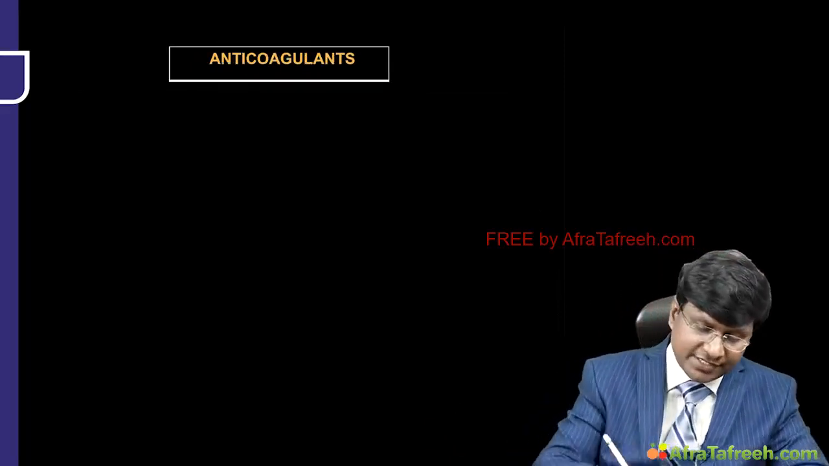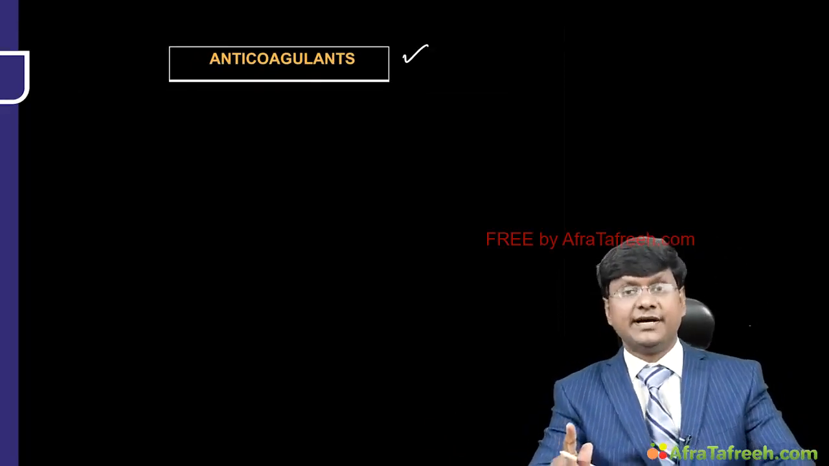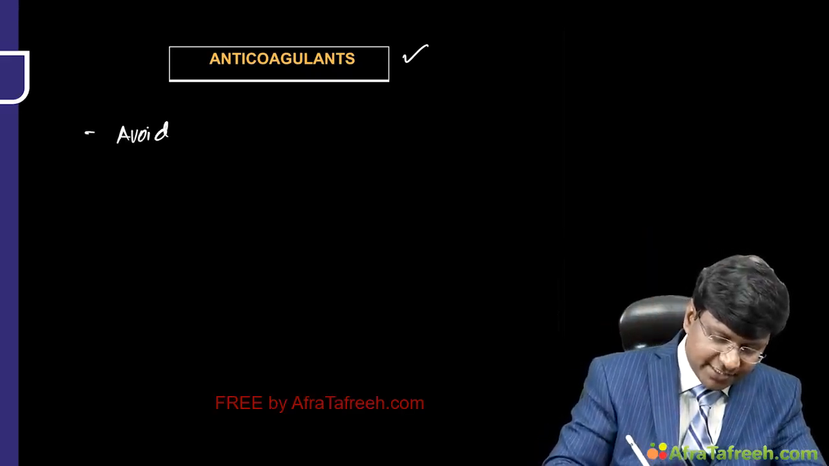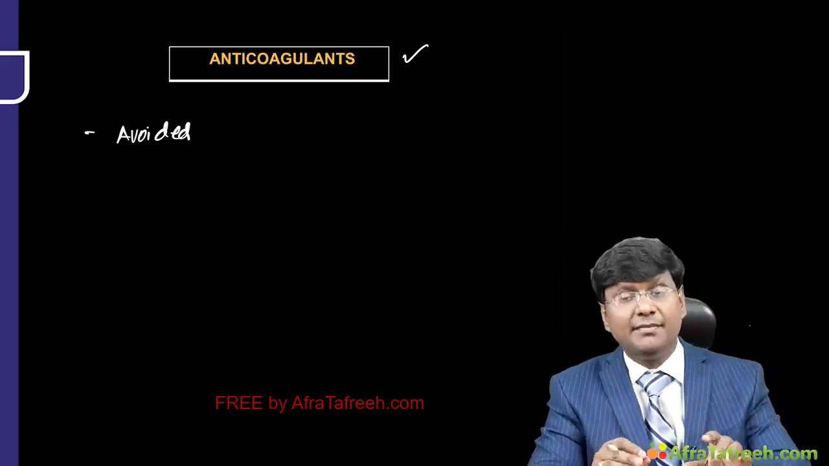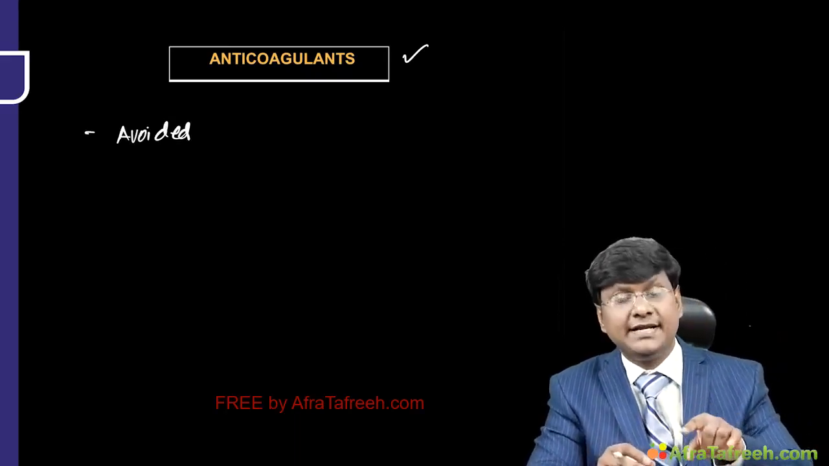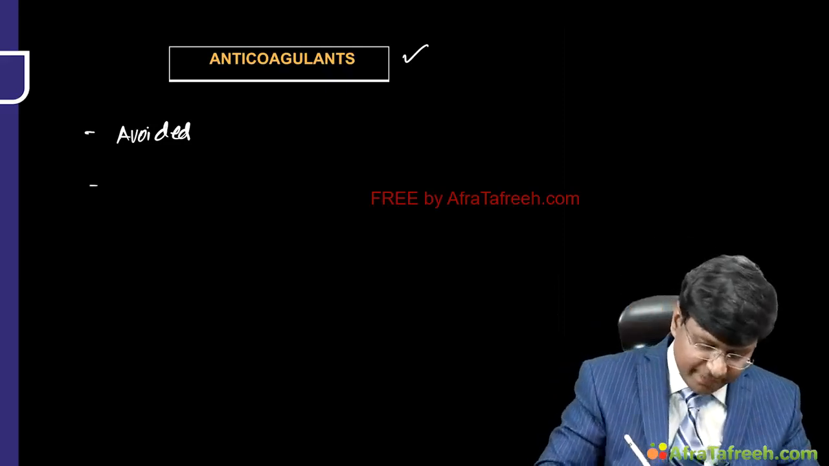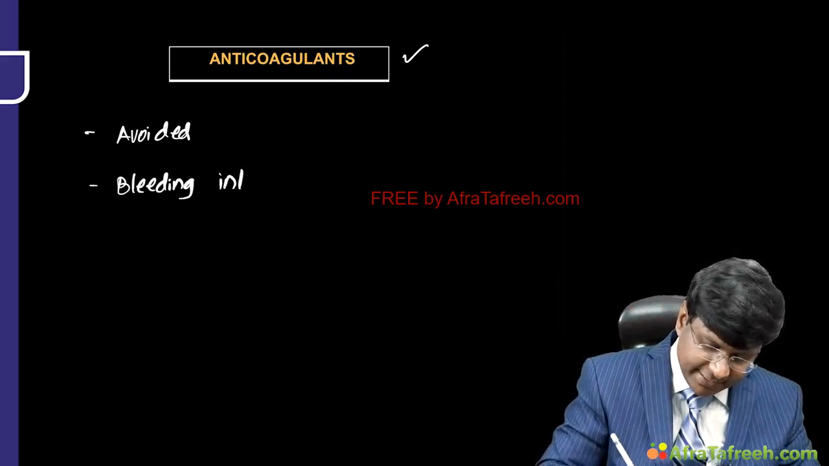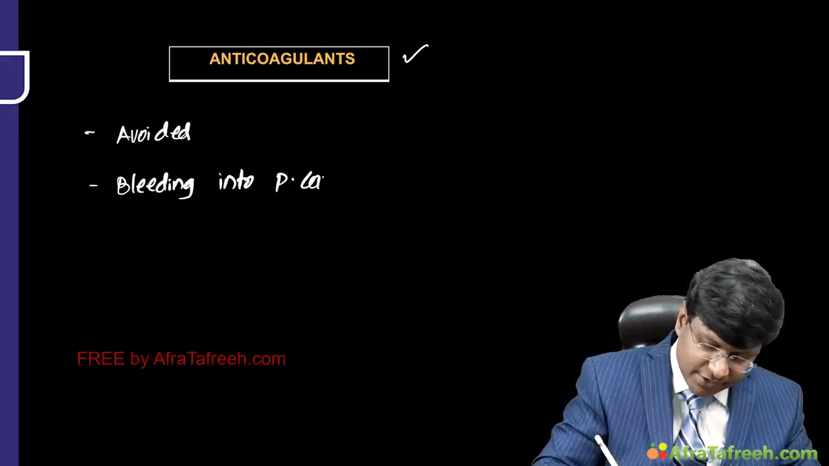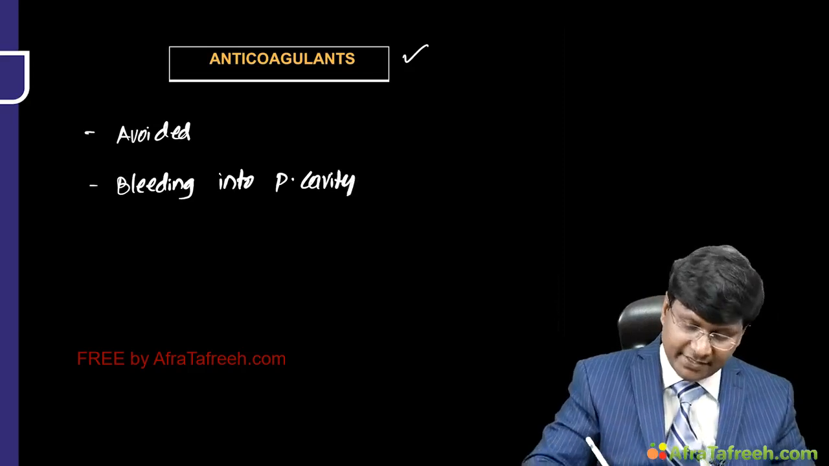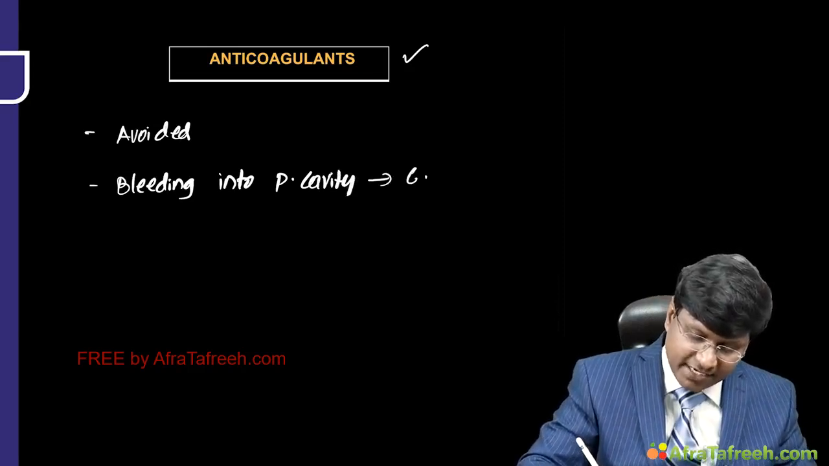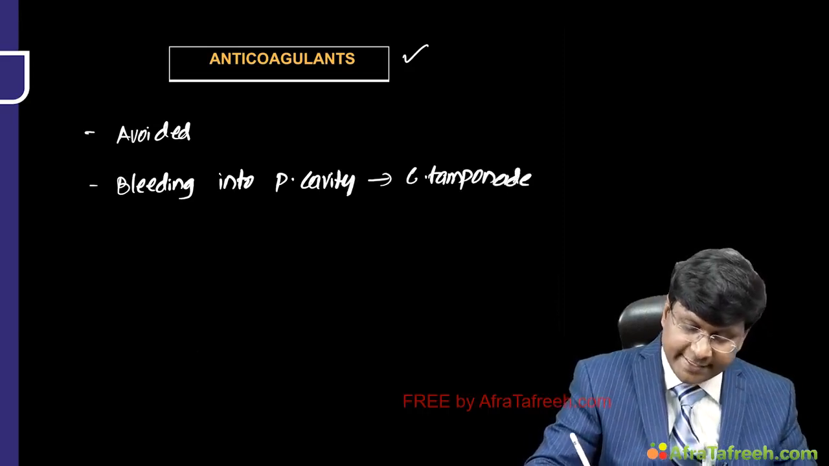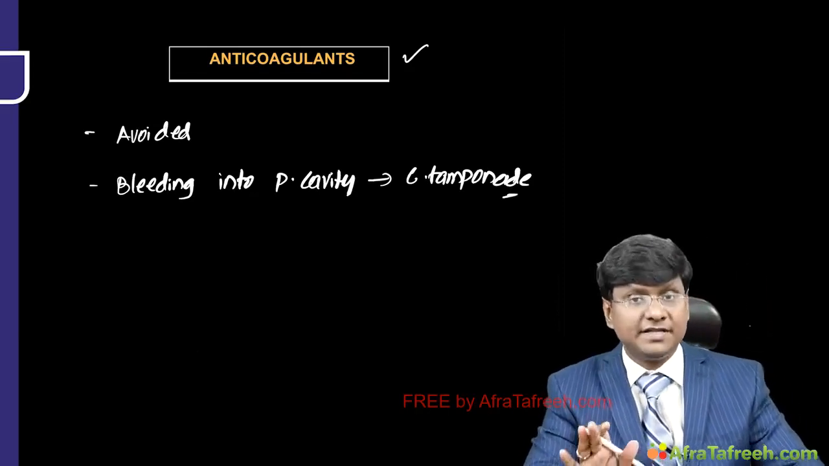But a very important point is that anticoagulants should be avoided in patients with acute pericarditis. Why? Because the supplementation of the anticoagulants could cause bleeding into the pericardial cavity. By causing bleeding into the pericardial cavity, this makes the individual develop cardiac tamponade. So that is the reason why anticoagulants are contraindicated, or should be avoided, in case of pericarditis.